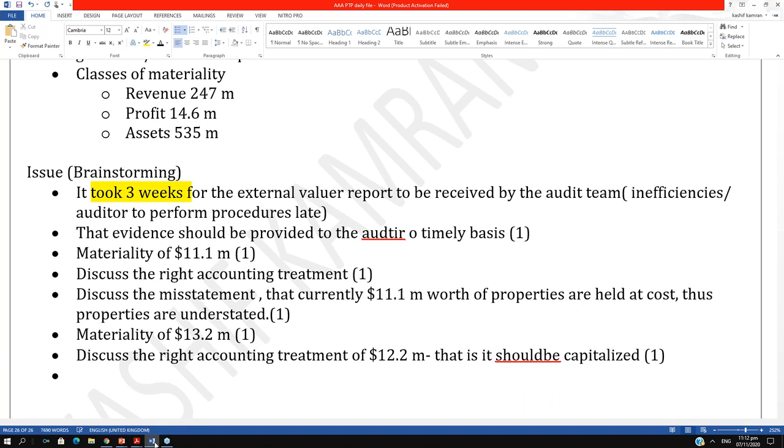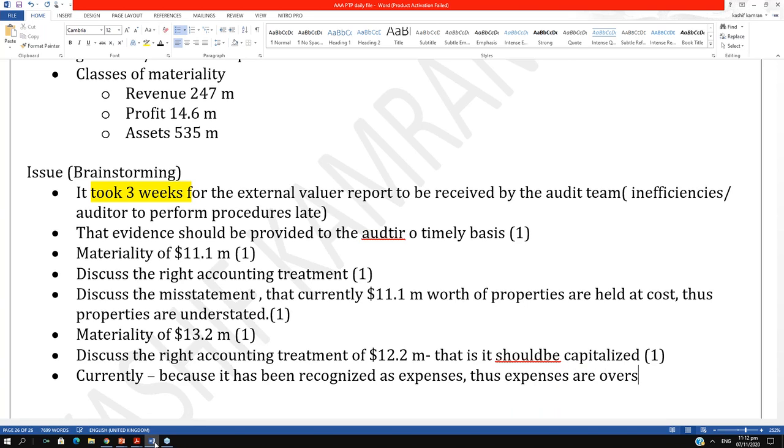You should also discuss with management that currently, because it has been recognized as expenses, expenses are overstated and profit is understated, right? So currently they have recorded them as expenses, so your expenses are overstated and the profit is understated. You will get 1 mark for that.